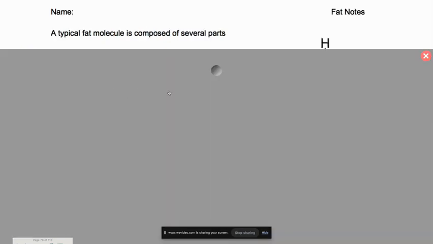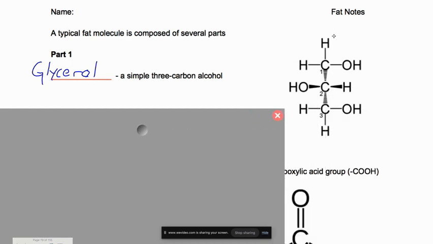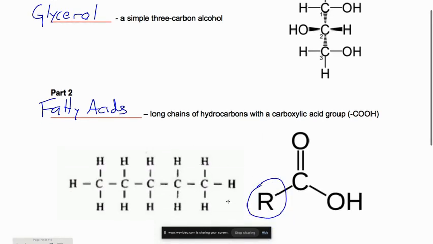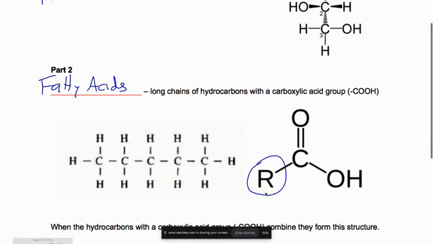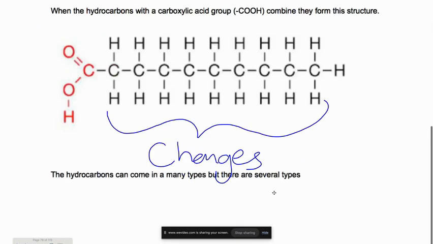Okay, all fats are composed of several parts, and part one is the same no matter what. Part one, hopefully this term is ringing a bell, is glycerol. It's a 3 carbon molecule. We talked about it in the soap making. That's the 3 carbon backbone. And then the next part are called fatty acids. They differ where the R attaches to this chain of carbons and hydrogens, and the chain differs, and the R is indicative of the differences between them. When a hydrocarbon with a carboxylic acid combine, they form this structure.